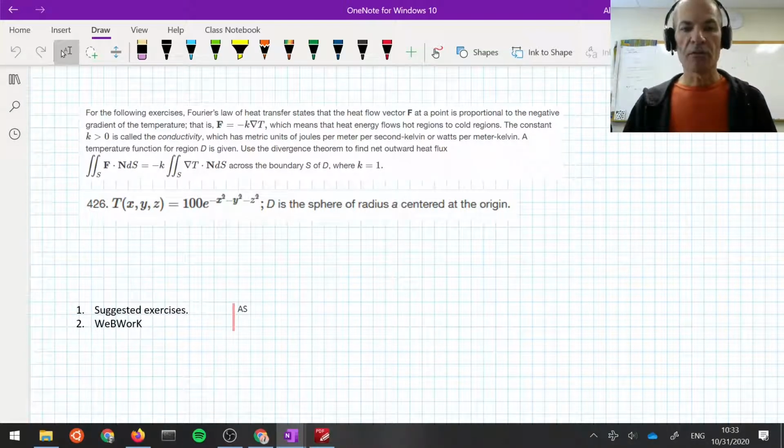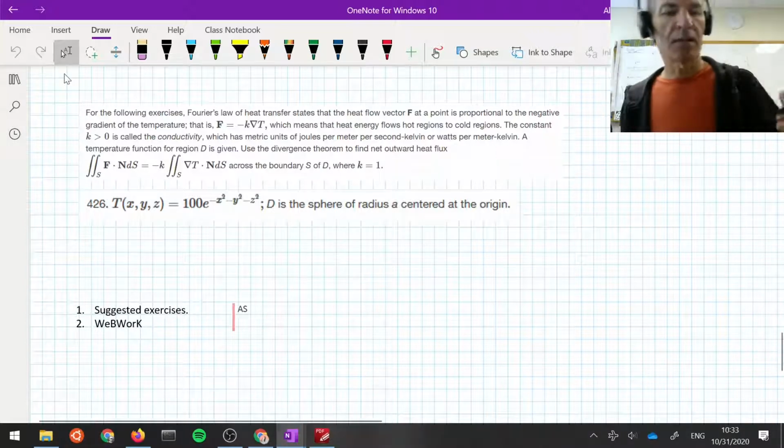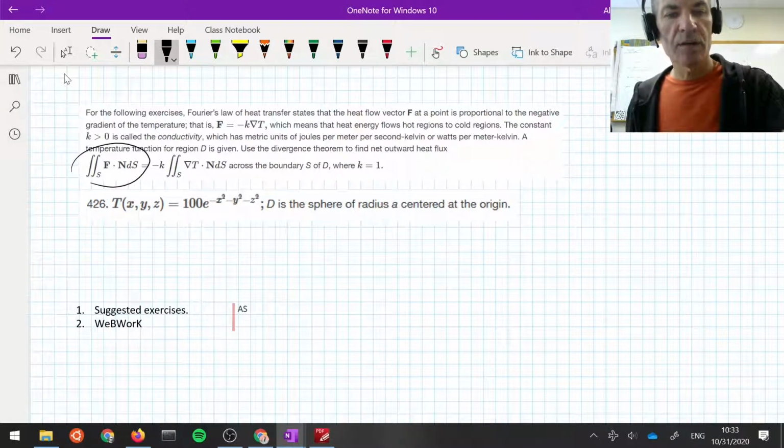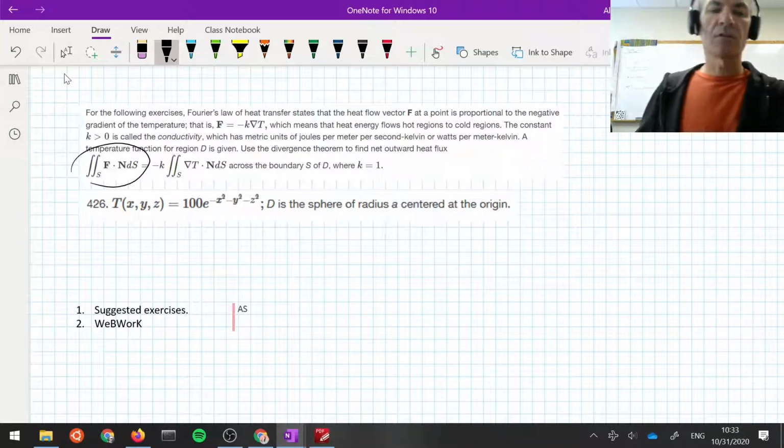The temperature function for the region is given in problem 426. Use the divergence theorem to find the net outward heat flow. All right, so we've got this temperature function. We know that the flux of heat is given by this surface integral. We replace F with its Fourier's law version, minus K gradient of T dot n, so that's where this comes from. And we want to compute this.